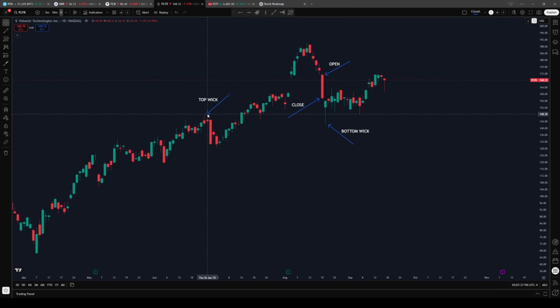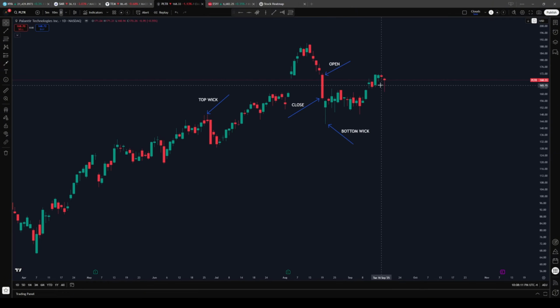These are price rejections. This is where buyers tried and they got rejected. As you can see the next day, the stock sold off pretty hard as these buyers up here were rejected. Over here, we have a bottom wick. What are the bottom wicks again? The bottom wicks are where sellers tried and they got rejected. So basically, you had buyers step in and buy up all of this stuff and take the stock back up.